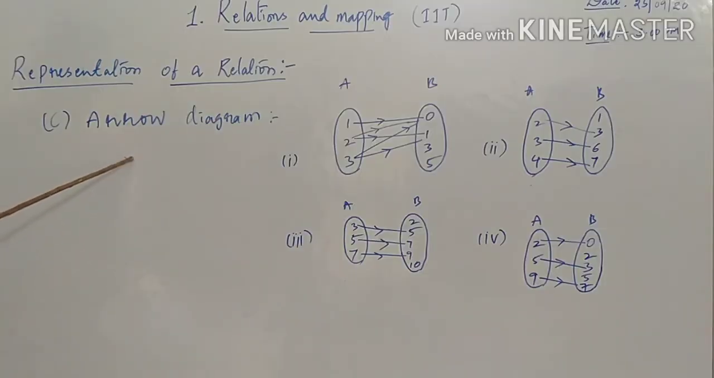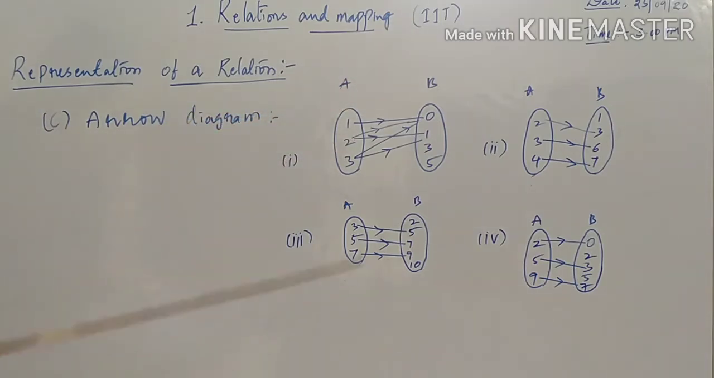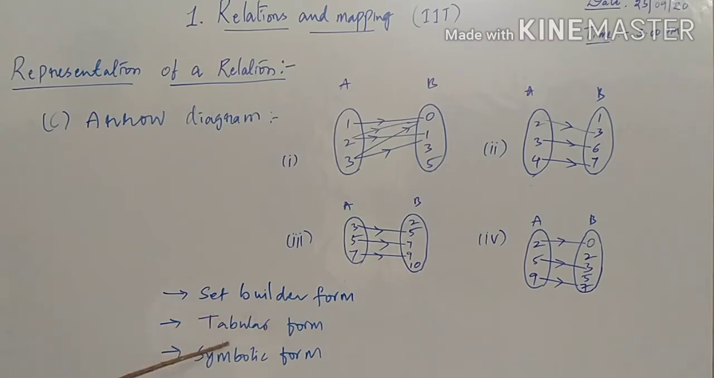This is the third method of representation of a relation. This one is the arrow diagram. It is one of the methods to indicate any relation from A to B. So this is your homework. You should find how A is related to B. Write the set builder form, tabular form and symbolic form of these relations.